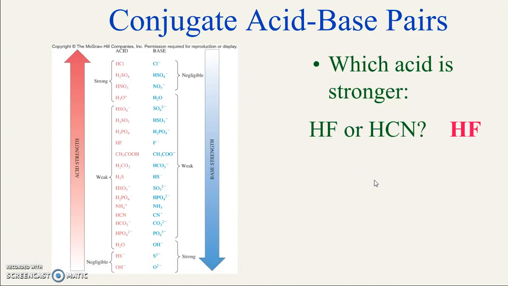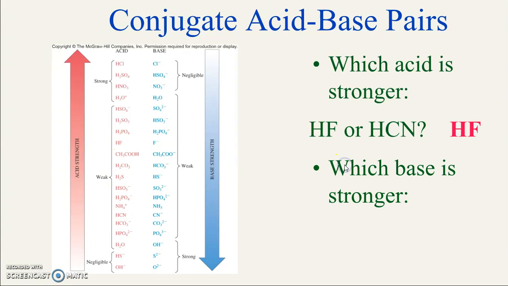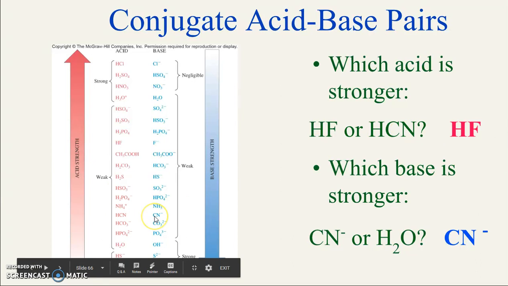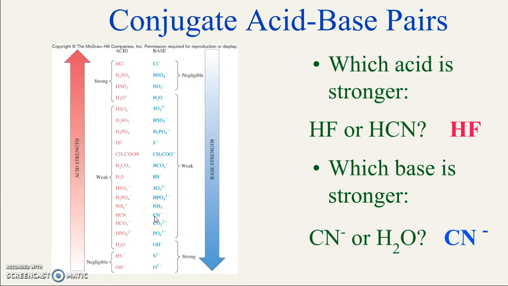So which acid is stronger, HF or HCN? If you just look at the chart, here's HF and here's HCN, so HF is higher. That means it's stronger. But which base is stronger? Which of its conjugate pairs is stronger? You can compare that between HF and HCN. CN- is down here, making it a stronger conjugate base than F- is.